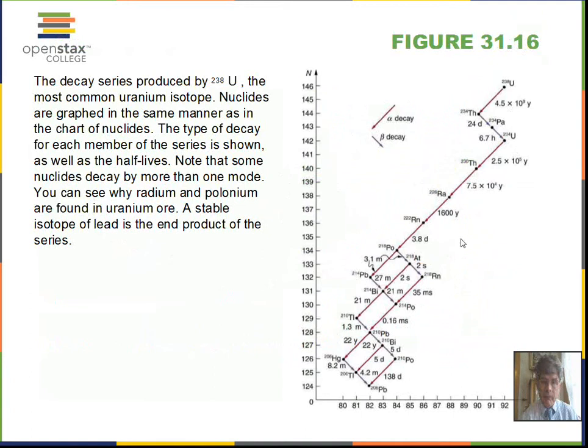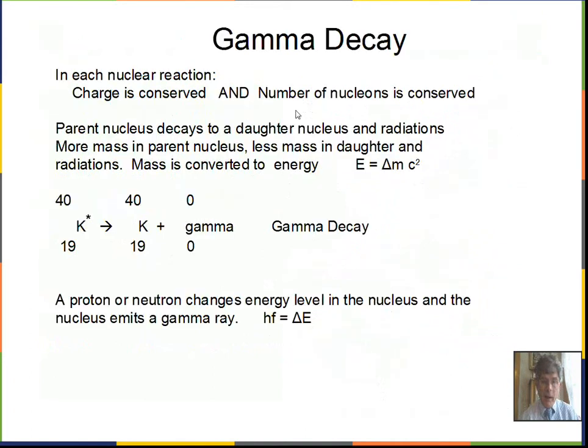Then gamma decay, our third decay. Again, we have to conserve charge and we have to conserve the number of nucleons. It's easy for the gamma decay. So here's potassium-40 with a star on it. That tells us it's excited. The nucleus has extra energy. And it decays, leaving us with potassium-40. Nothing's changed for the count of protons or neutrons, but the extra energy now becomes a gamma ray. 0 for the proton-neutron count in the gamma, 0 for the charge. It is light. It's a photon.